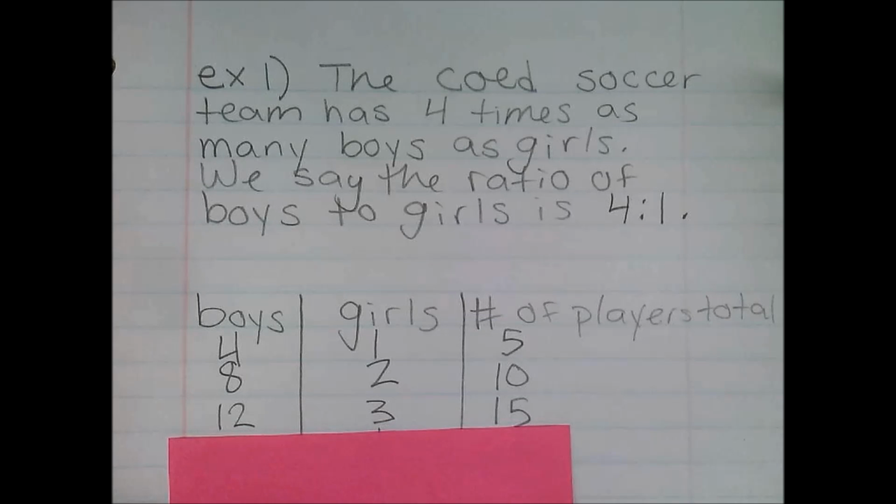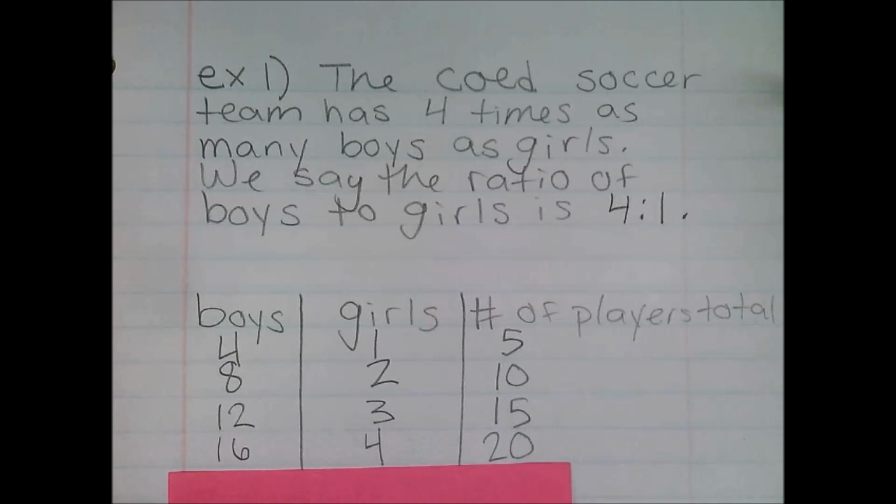My last one, though, I just multiplied by 4. So see if you'll get the same answer I do. Multiply 4 to 1 by 4. So if your ratio is correct, you should have found that 4 times 4 is 16, 1 times 4 is 4, and the total is 20.